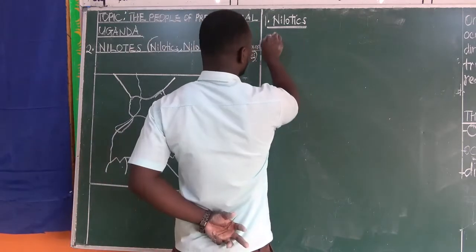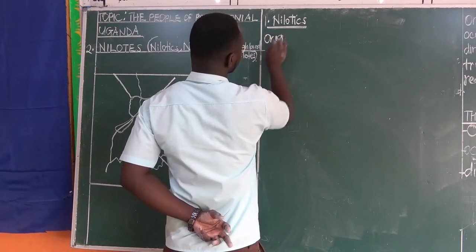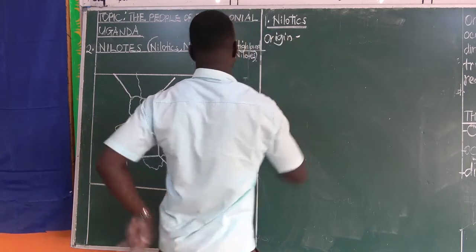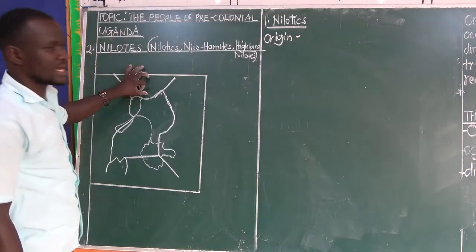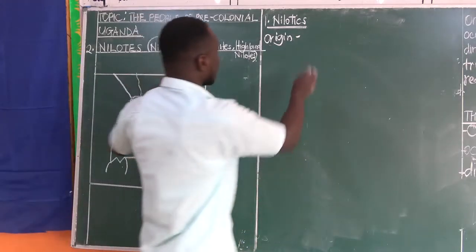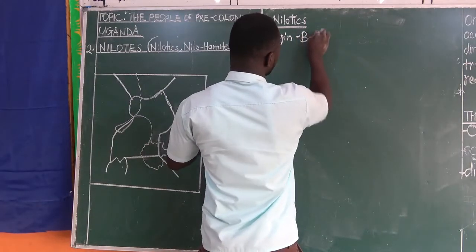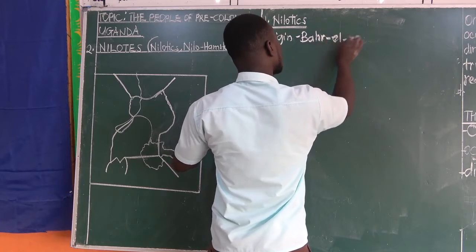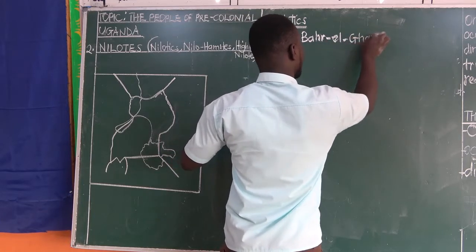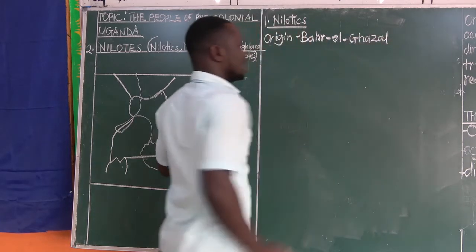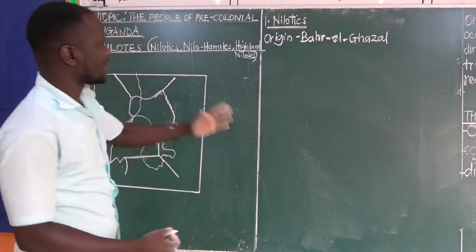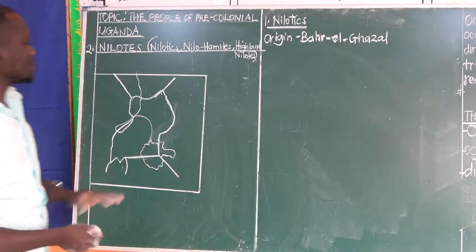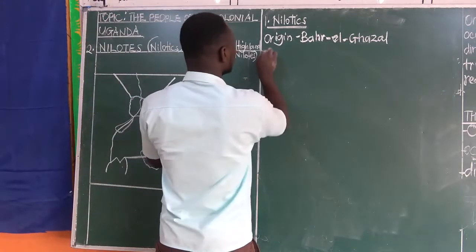Remember, we are following origin. These people came from a place in South Sudan that was called Bahr el Ghazal. In South Sudan. Bahr el Ghazal.